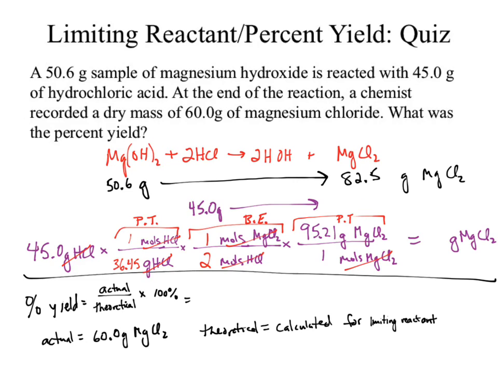Okay, now you can speak up because I know you've calculated it. 58.7 grams of magnesium chloride. Okay.